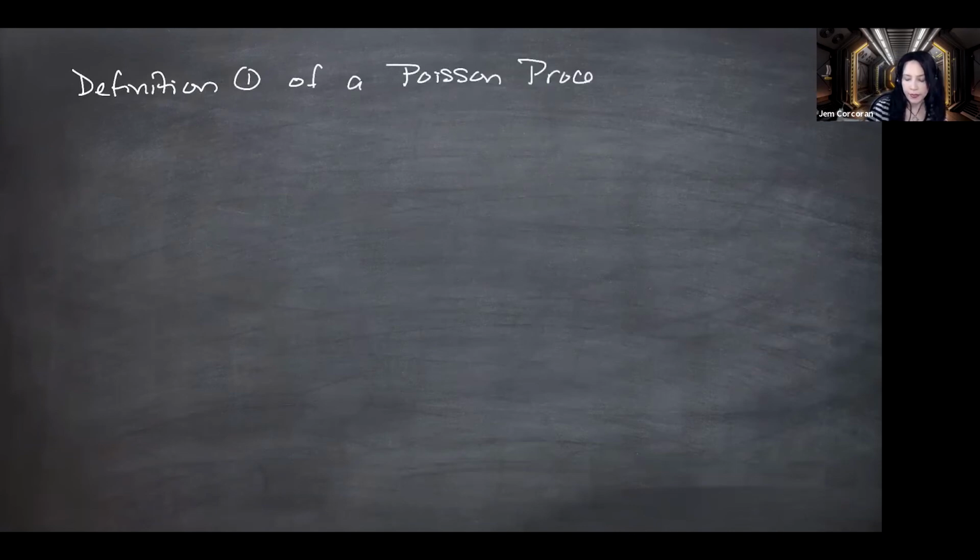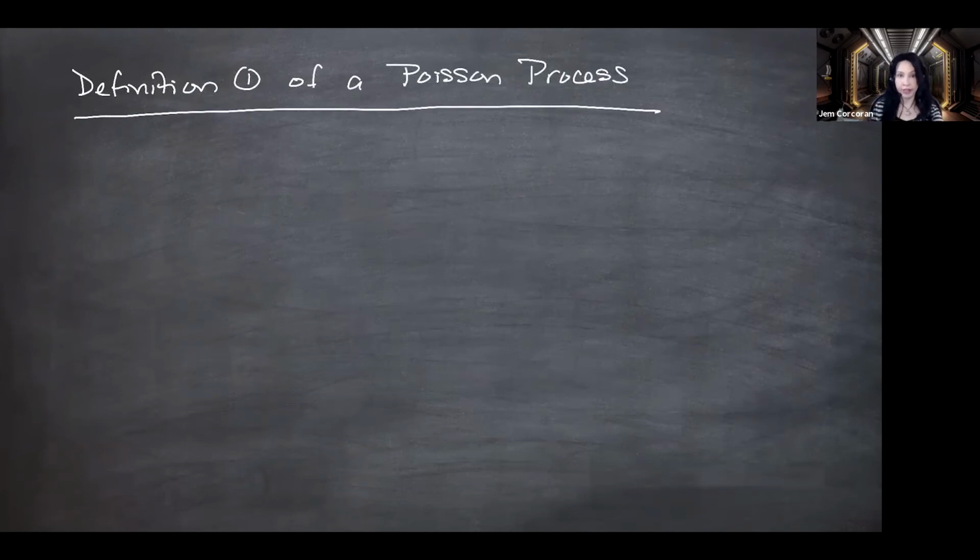So this is definition 1 of a so-called Poisson process. And again, there will be three different definitions. We're going to start with the counting process and then make it have some special properties. So that's how my definition is going to start. The counting process, N of t.